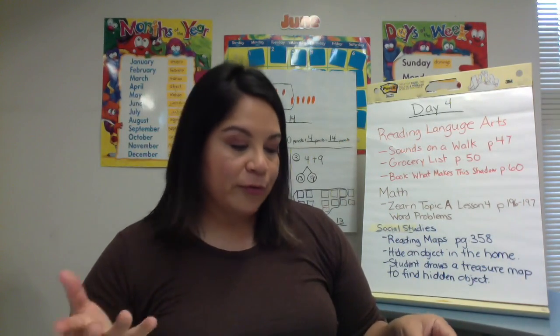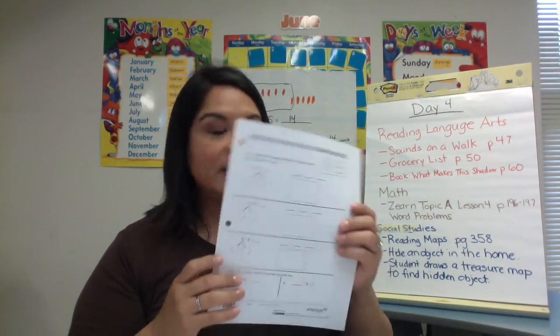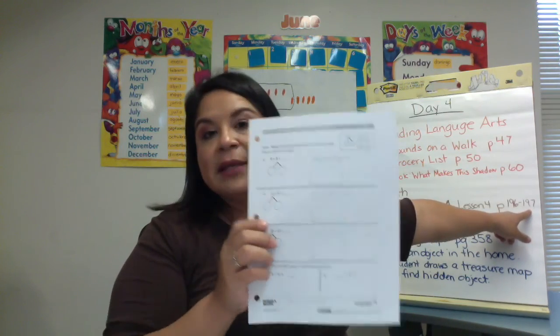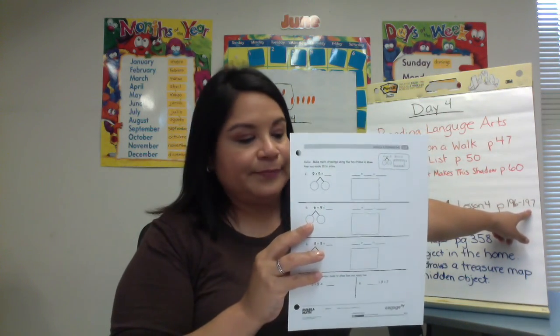And that was your math. So for homework, or for work at home, they would be doing page 197. So we did 196, they will be completing 197. Okay?